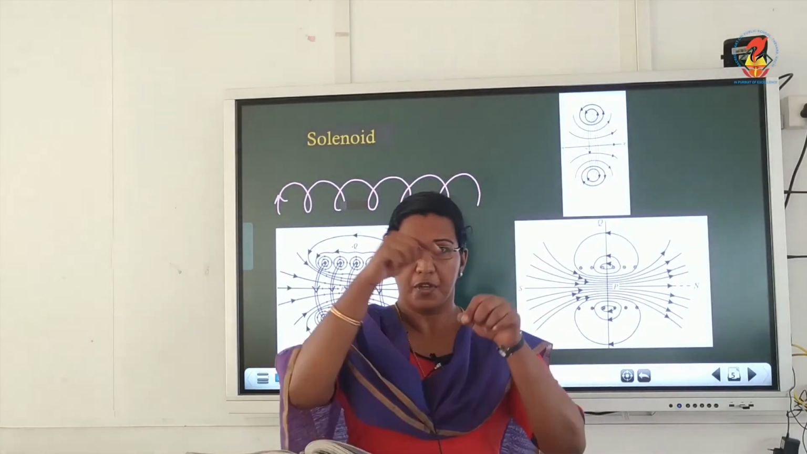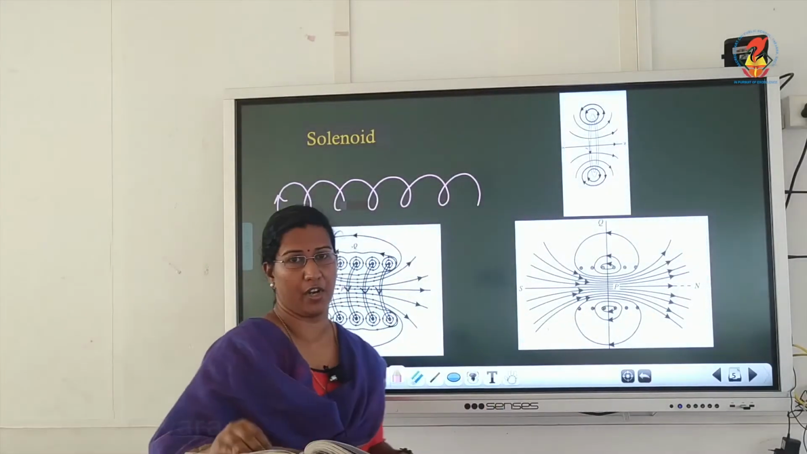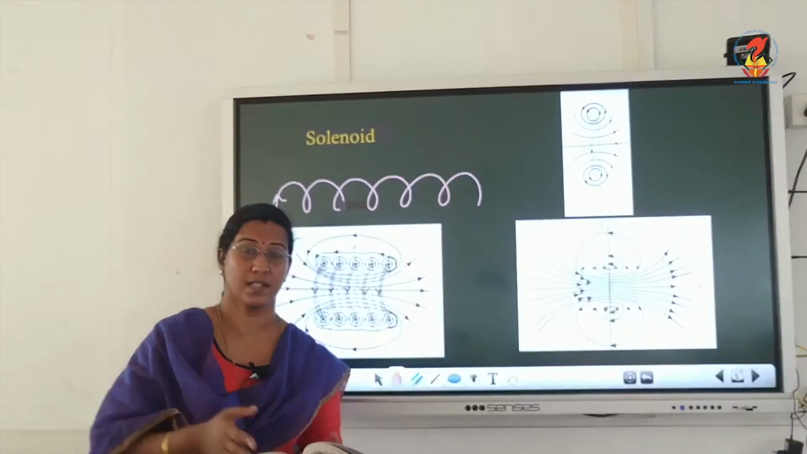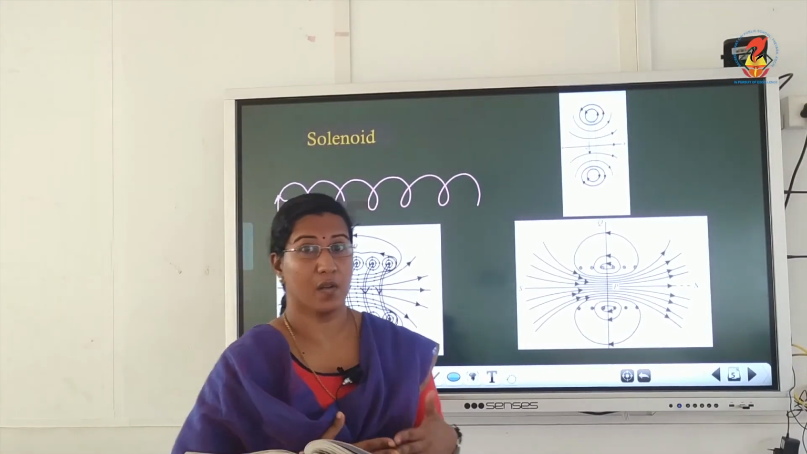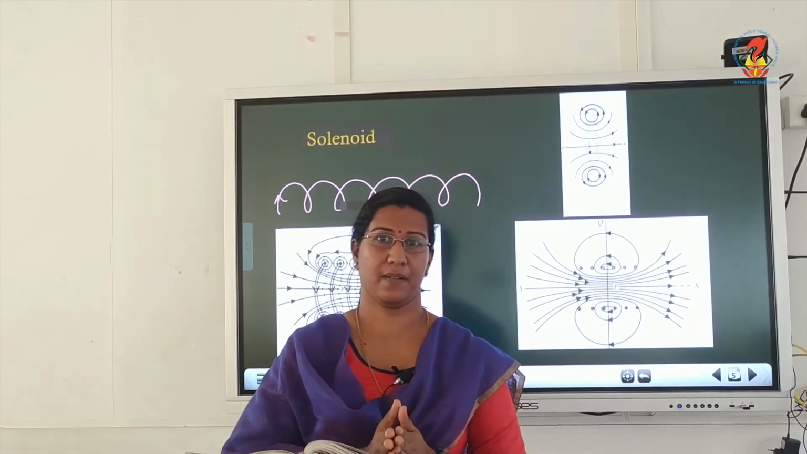If you have a wire and you make it into a coil, you will get a solenoid. And when current passes through a solenoid, it produces a magnetic field. So a solenoid can also be called an electromagnet.